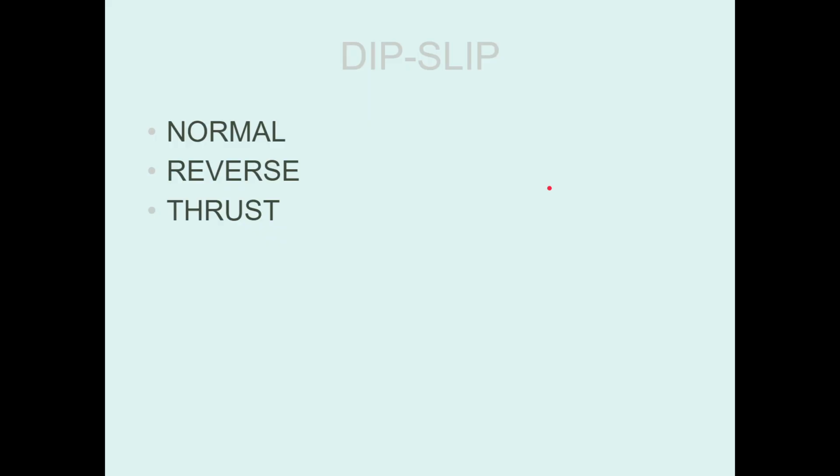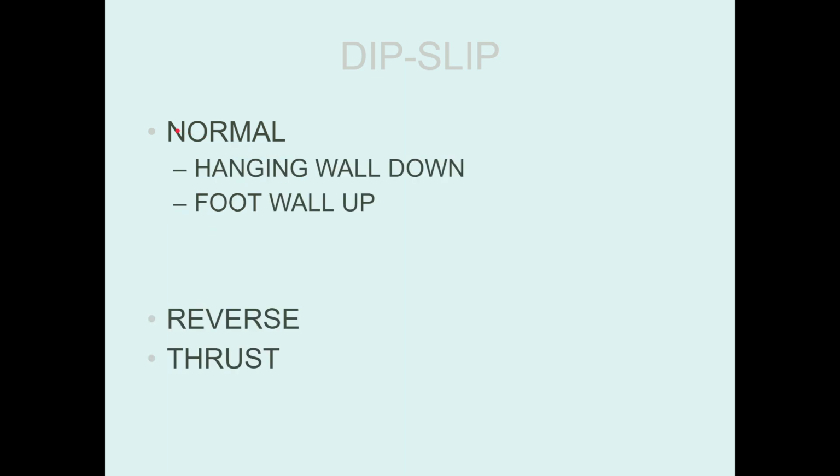So let's look at some of those by looking at some of these different dip-slip faults. There's normal dip-slip faults, there's reverse dip-slip faults, and there's thrust. These two are very similar, but this one's different. With a normal fault, the hanging wall moves down and the footwall moves up. What do I mean by that?